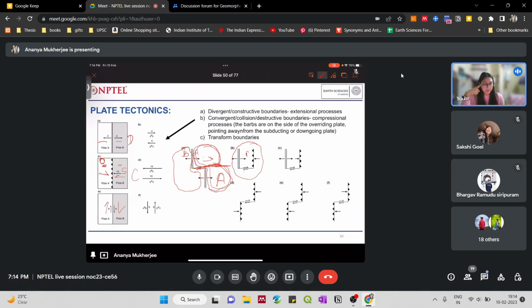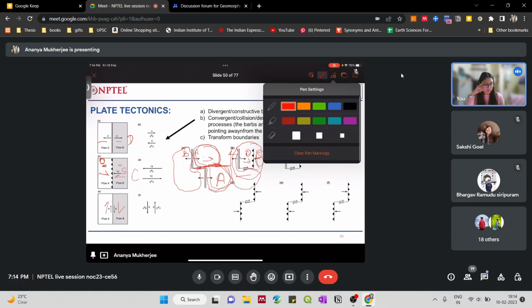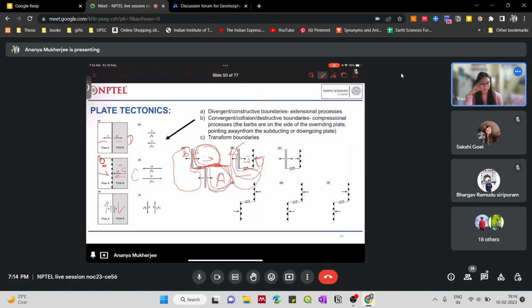is your overriding plate, this is your subducting plate, this plate is moving that side, okay. And suppose there is this entire plate, okay. So this entire plate is moving this side. This plate will get consumed, this subducting plate will start getting consumed by the overriding plate, okay. So in that sense you will have these different combinations of plate boundaries, okay.